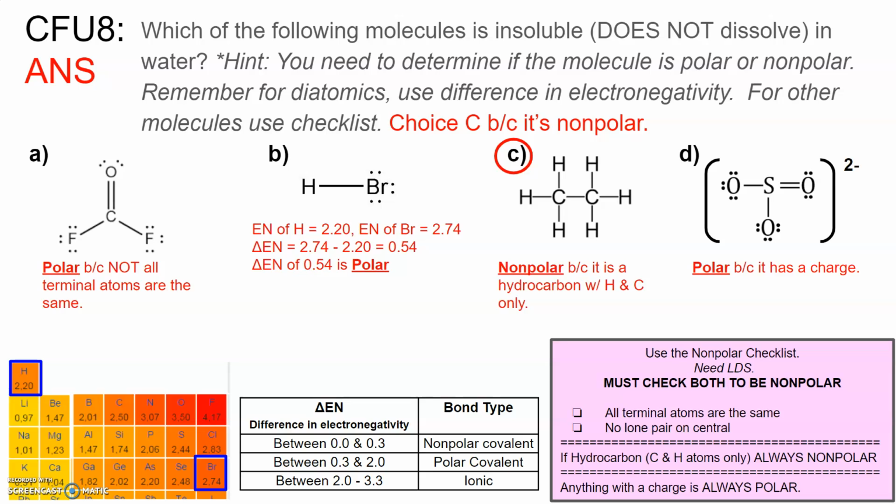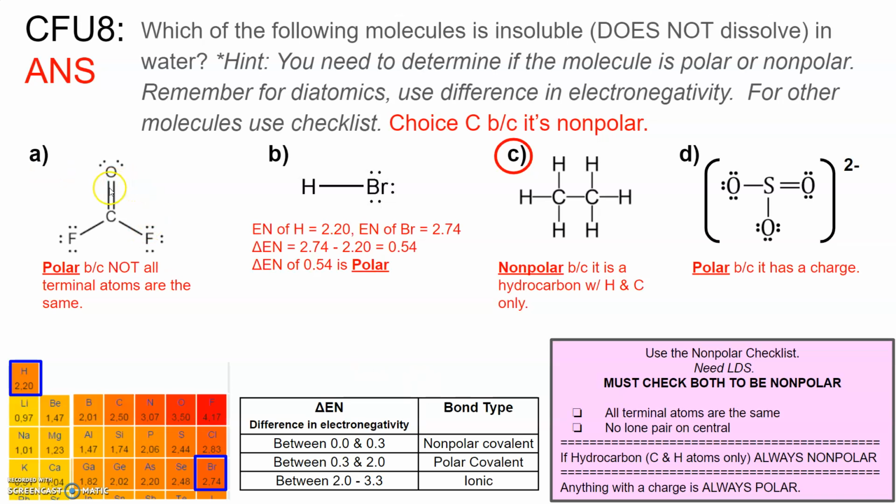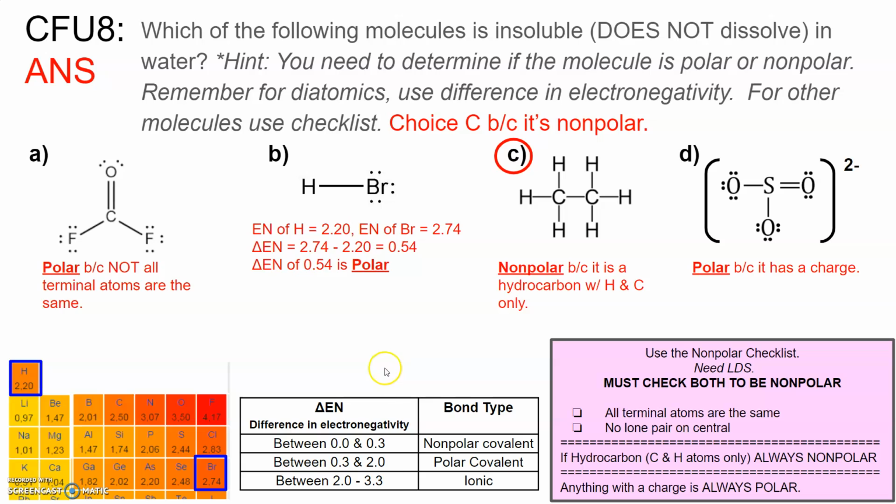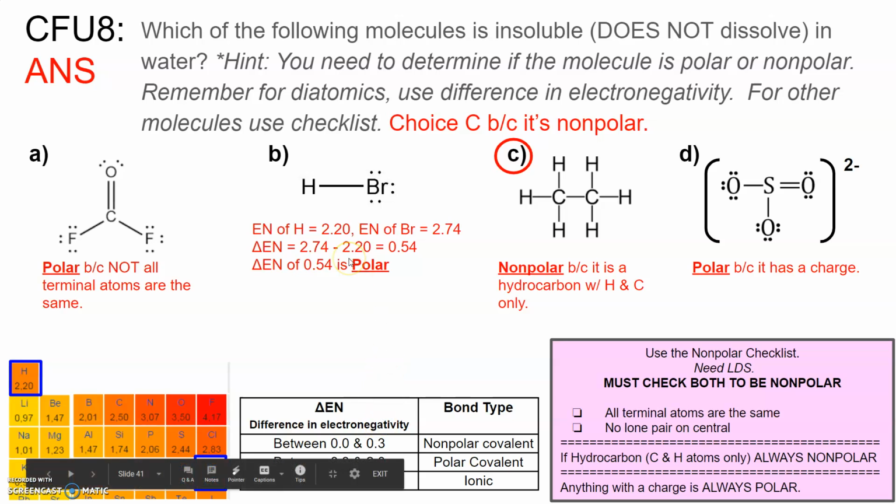The answer is C. So if we go through each of these, first starting with choice A, since it has 4 atoms, we would use this nonpolar checklist, and it's polar because not all the terminal atoms are the same. On the other hand, with B, since it just has 2 atoms as a diatomic, we would use the difference in electronegativity chart. And using that chart and subtracting the electronegativities, we get that this is polar.